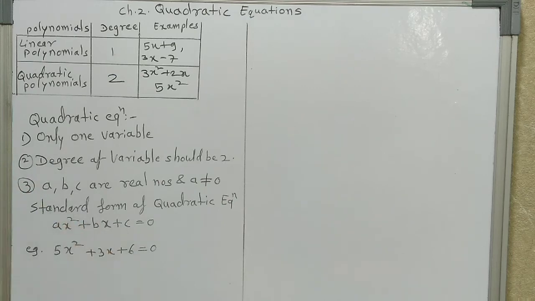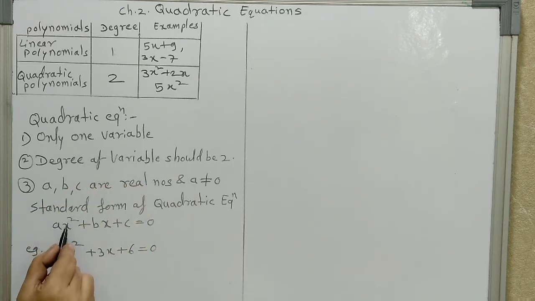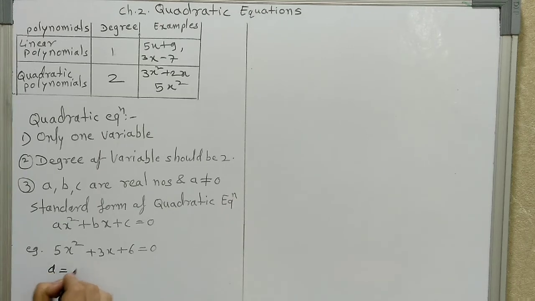Now what is the standard form of a quadratic equation? That is ax square plus bx plus c equal to 0. Here there is only one variable x, the degree of the variable is 2, the maximum degree here is 2, a, b, c are real numbers and a not equal to 0. This is the condition. Now we see an example: 5x square plus 3x plus 6 equal to 0. In this equation, a is equal to 5, b is equal to 3 and c is equal to 6.